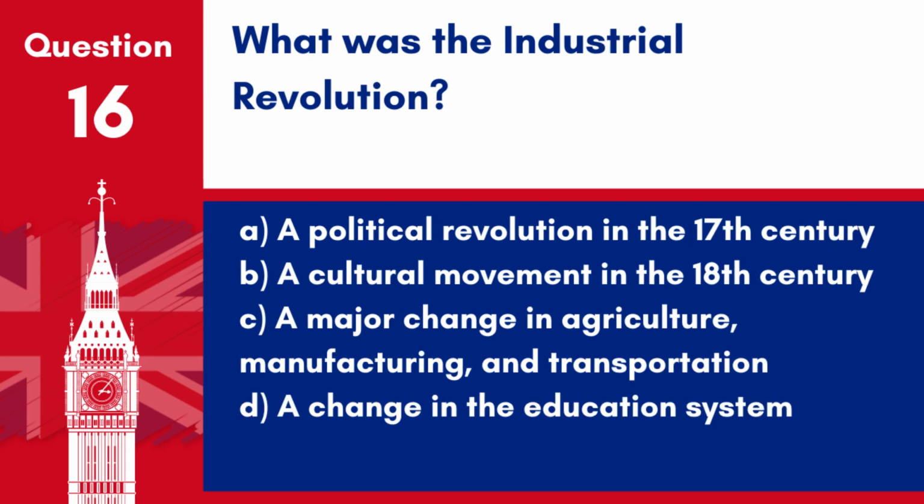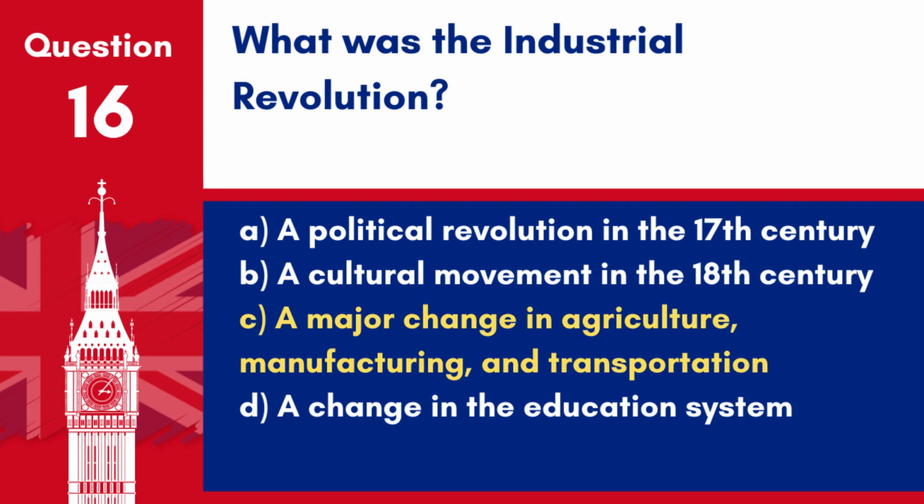Question 16. What was the Industrial Revolution? A. A political revolution in the 17th century. B. A cultural movement in the 18th century. C. A major change in agriculture, manufacturing and transportation. D. A change in the education system.